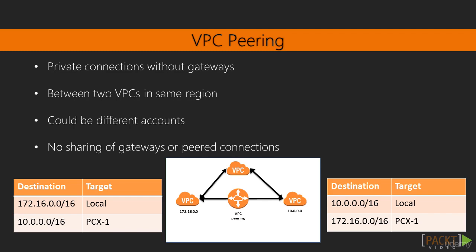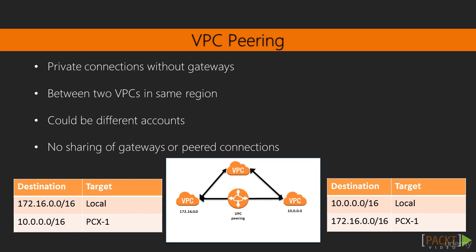Both VPCs must be in the same AWS region, but they do not have to share the same AWS account. For security purposes, peered VPCs cannot share other connections, such as gateways or other peered connections. If two VPCs are peered with the same VPC, they still cannot communicate with one another unless you peer them directly.